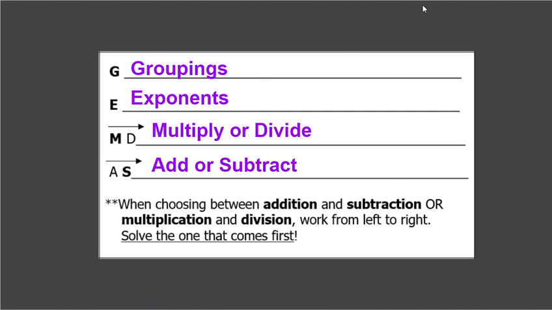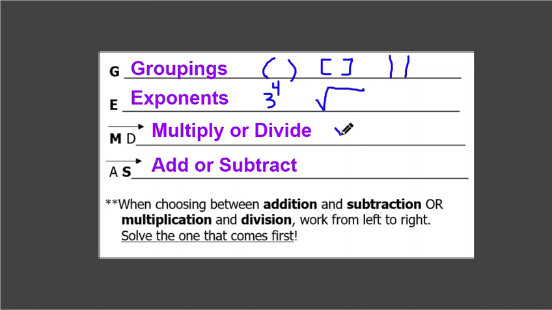So remember, order of operations, we remember it by GEMDAS. First, the G is groupings, so parentheses, brackets, absolute value bars, any of that stuff is done under the groupings. Exponents, we can have a number with a base, like 3 to the 4th power, or we can have a square root sign. Either of those we do during the exponent step.